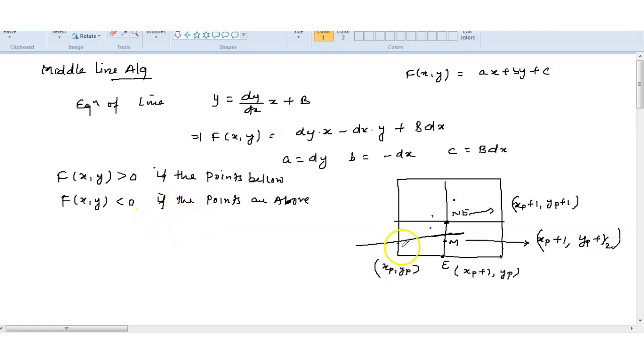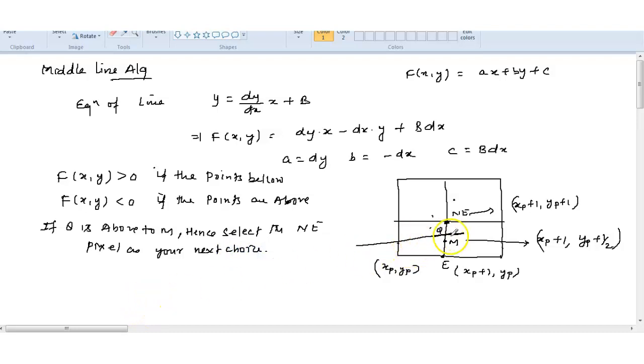Now what we have to do: consider the straight line passing through the point Q. If Q is above M, then we have to select the northeast pixel as our next choice. So we choose the northeast pixel as the next choice.